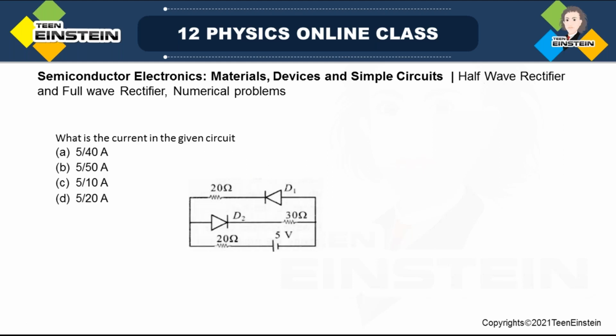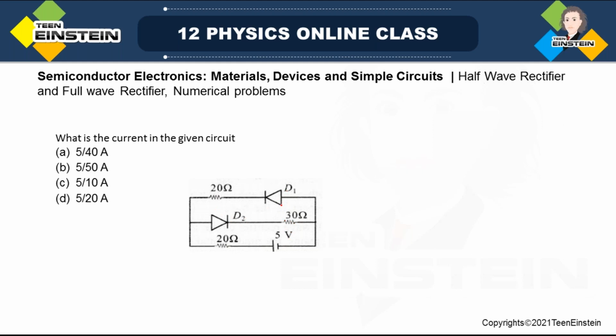Now we'll take up a numerical problem with a diode. Look here, what is the current in the given circuit? To know the current through the circuit, first of all you have to take these diodes as ideal in characteristics, unless the voltage across the junction is given.